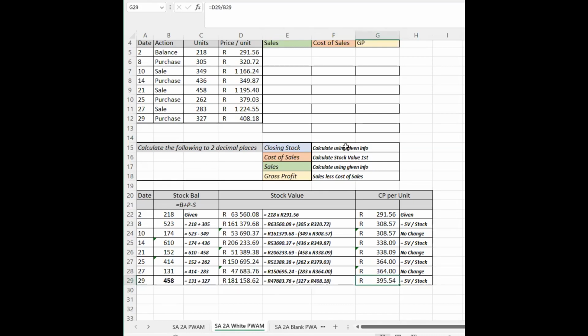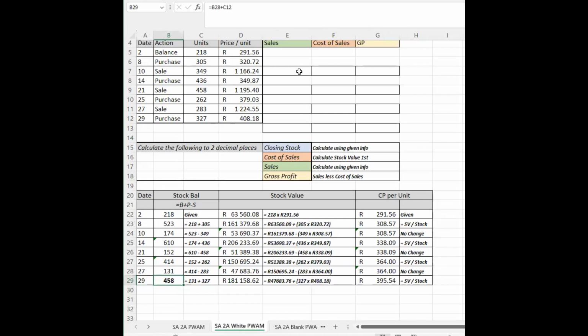The first thing we had to do was we had to calculate the closing stock, and there we have the closing stock. Now, you could have just gone to 18 plus 305 minus 349 plus 436 minus 458 plus 262 minus 283 and plus 327, and you would get to the same amount. I just did a step-by-step here for the sake of the cost of sales.